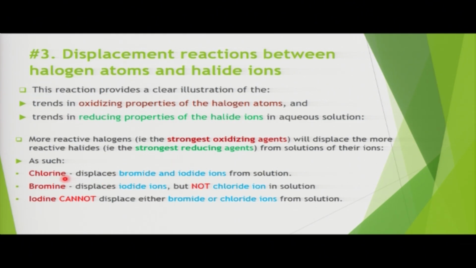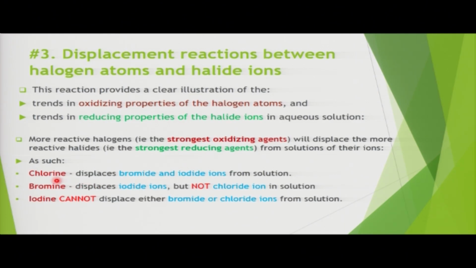Halogen atoms are oxidizing, indicating they attract and accept an electron. And when they accept it, they form a halide ion. That halide ion, because of its big size, can lose the electron that it had gained. So that is what we mean.